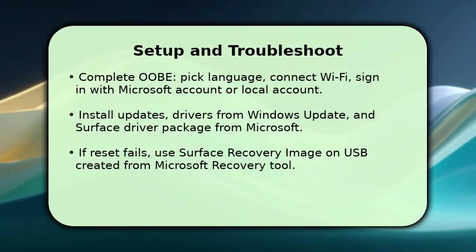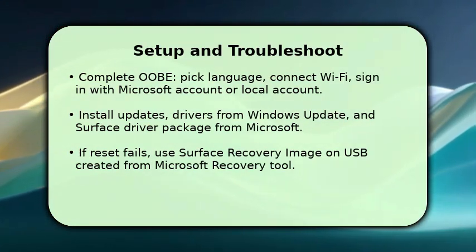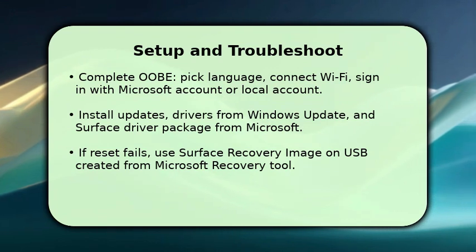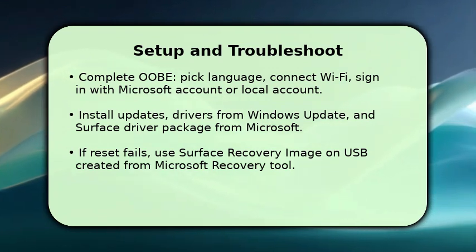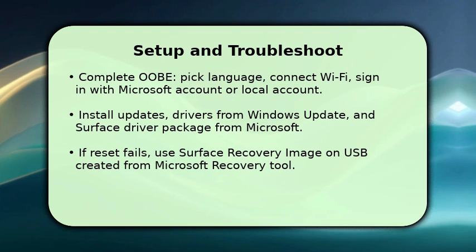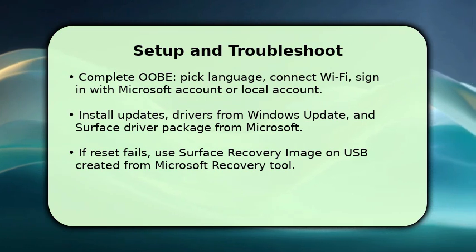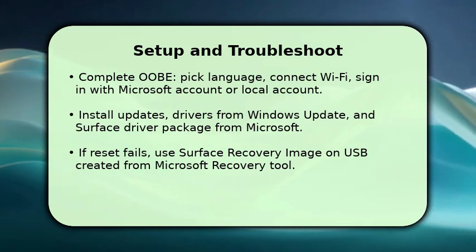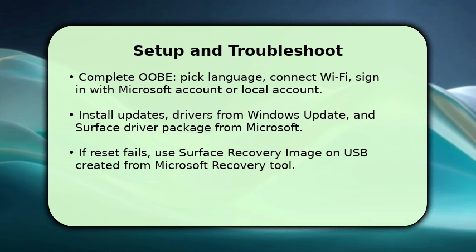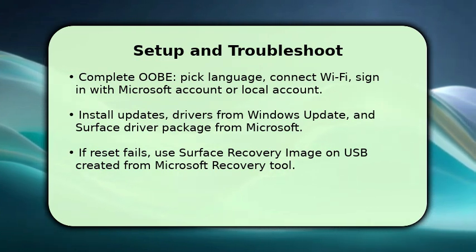Once the reset finishes, you walk through Windows setup. Choose region, connect to Wi-Fi, and sign in with your Microsoft or local account so settings sync. Then immediately run Windows Update to install drivers and firmware. Surface-specific drivers often arrive as separate packages. Reinstall apps and restore your backup.